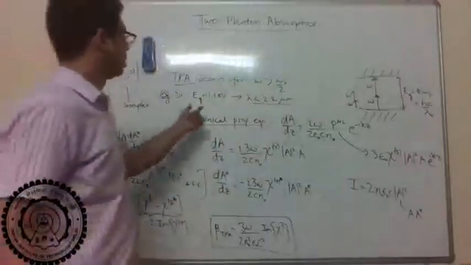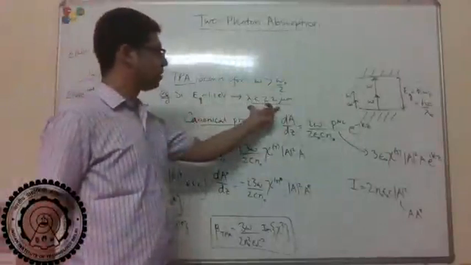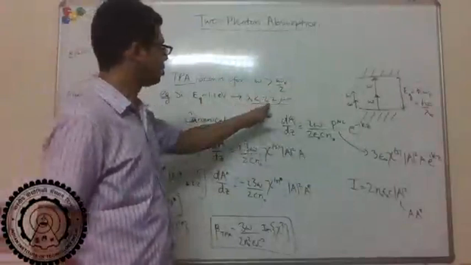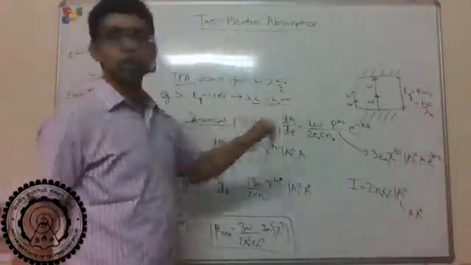Right? So this of course restricts my wavelength range. If I want to avoid the 2-photon absorption loss, then I want to operate at wavelengths more than 2.2 micron.